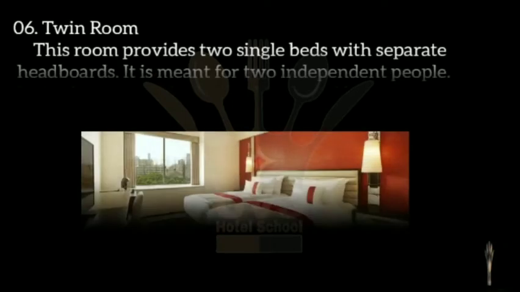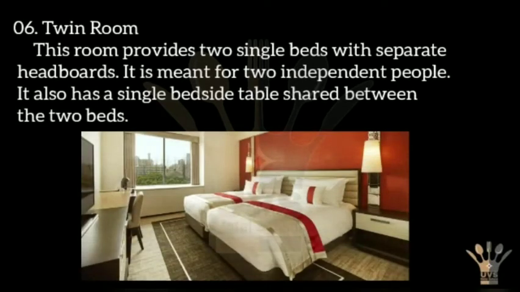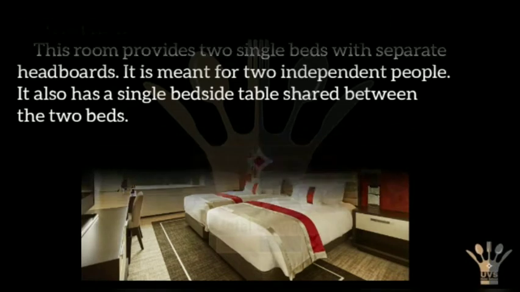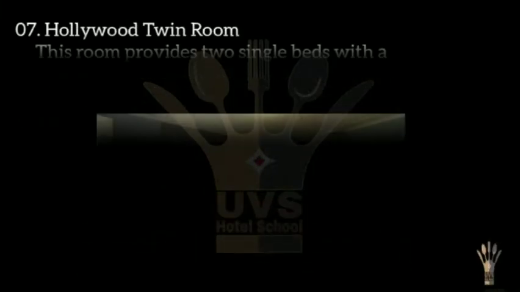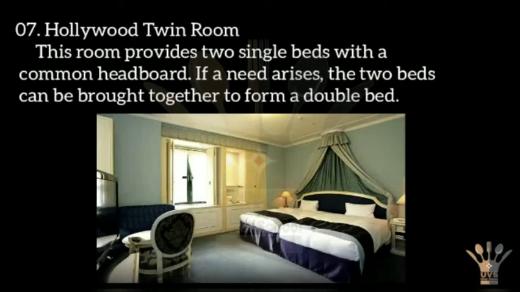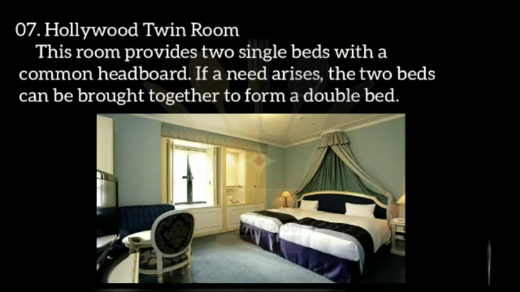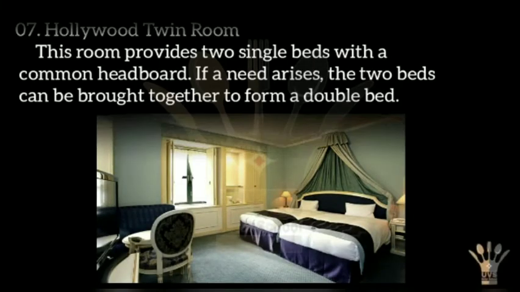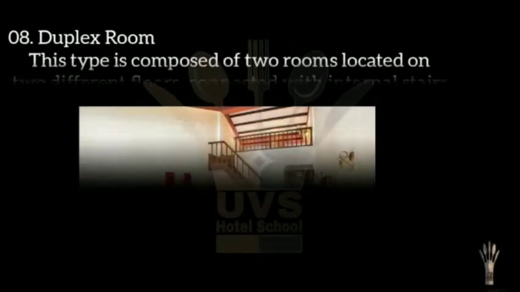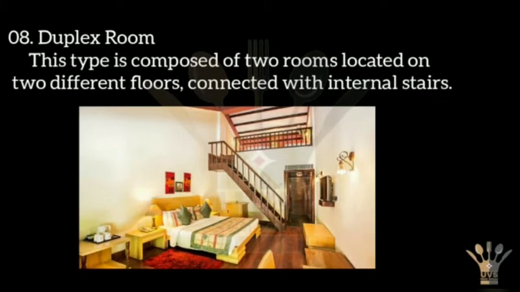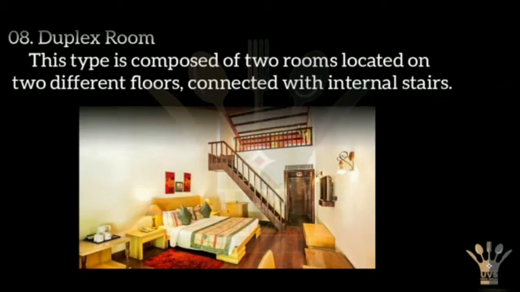5. Twin room. This room provides 2 single beds with separate headboards. It is meant for 2 independent people. It also has a single bedside table shared between the 2 beds. 6. Hollywood twin room. This room provides 2 single beds with a common headboard. If a need arises, the 2 beds can be brought together to form a double bed. 7. Duplex room. This type is composed of 2 rooms located on 2 different floors connected with internal stairs.